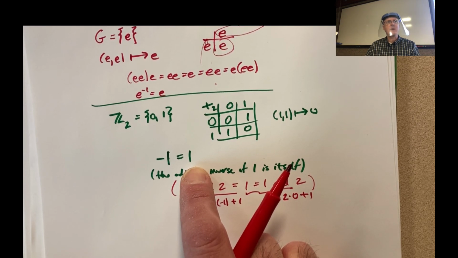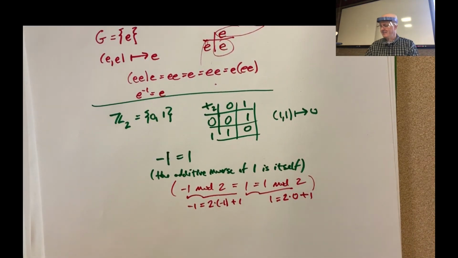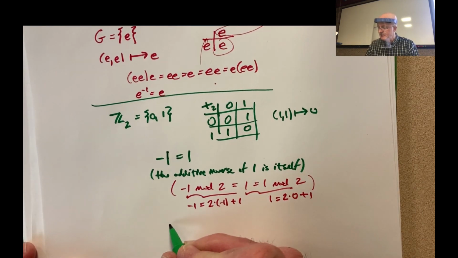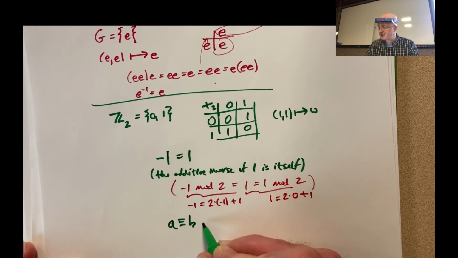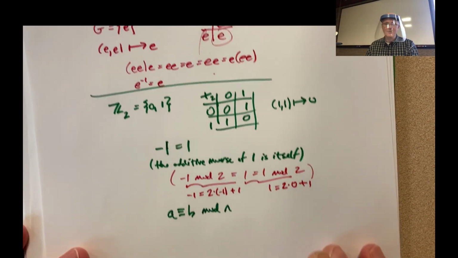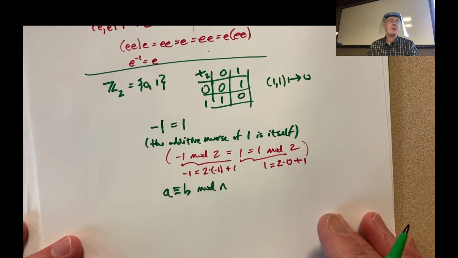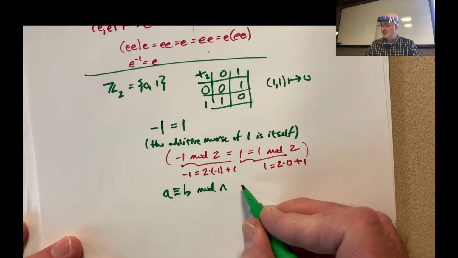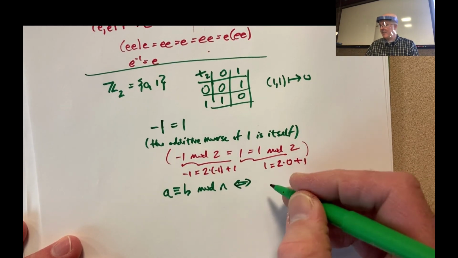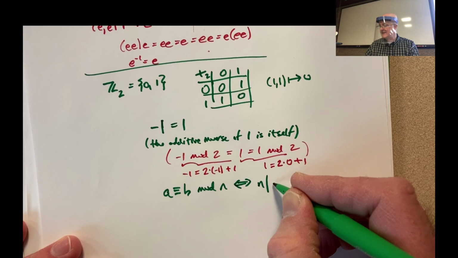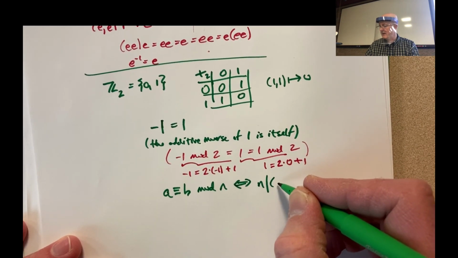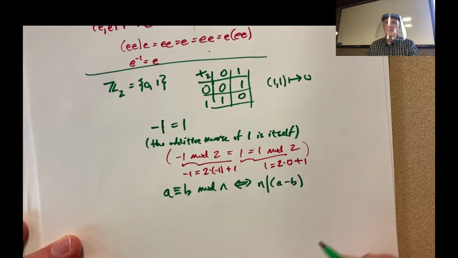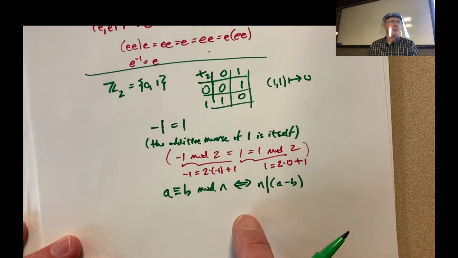You remember reading about congruence mod n as well? I haven't really emphasized that in class. A is congruent to B mod n. Notice the 3 lines. That's an equivalence relation. That's defined by saying n divides B minus A, or A minus B, whichever way you want to think about it. That's the definition of congruence mod n, which is an equivalence relation.